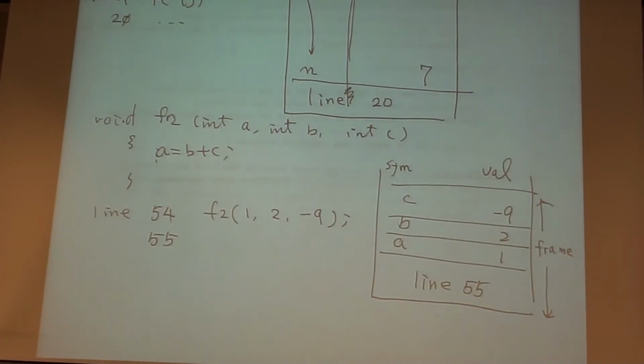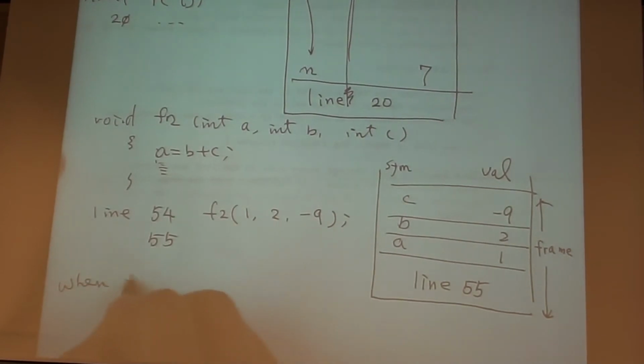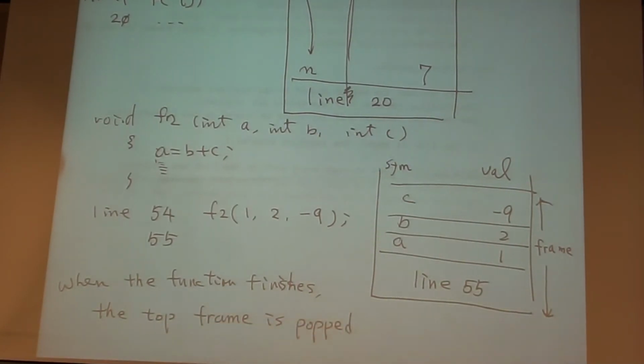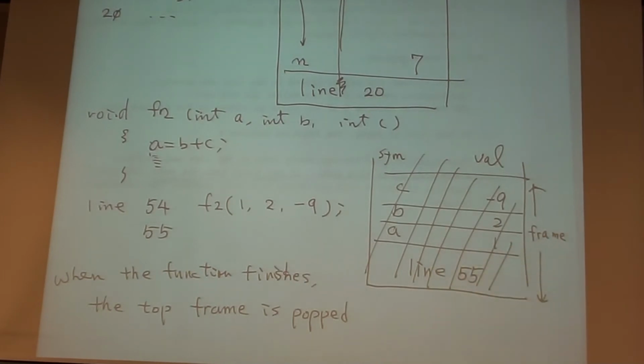If you write a function with arguments, then the arguments will also be in a frame and will be pushed to the call stack. Let me just finish a few more sentences and then I will answer. When the function finishes, the top frame is popped. Notice I say the top frame, which means everything in it is gone. Everything.